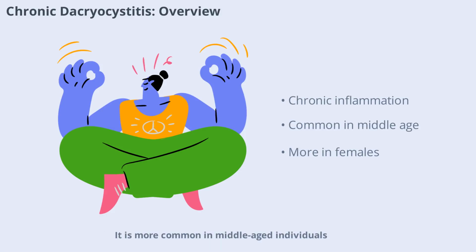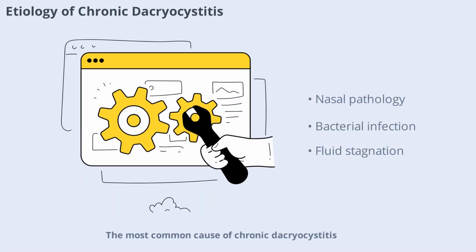It is more common in middle-aged individuals, especially females and those from lower socioeconomic backgrounds. The condition leads to stagnation of tears, creating an environment for secondary bacterial infection and chronic inflammation. Most common cause of chronic dacryocystitis is stricture or narrowing of the nasolacrimal duct.